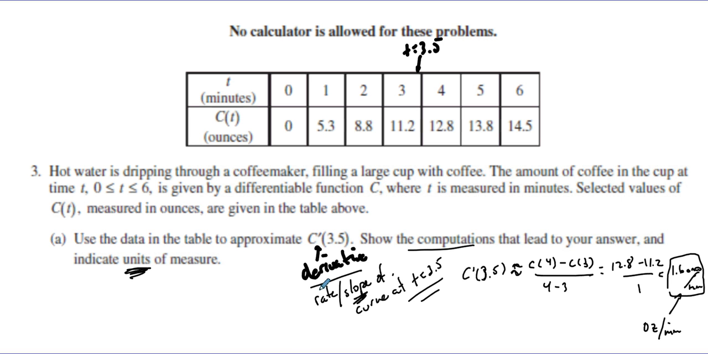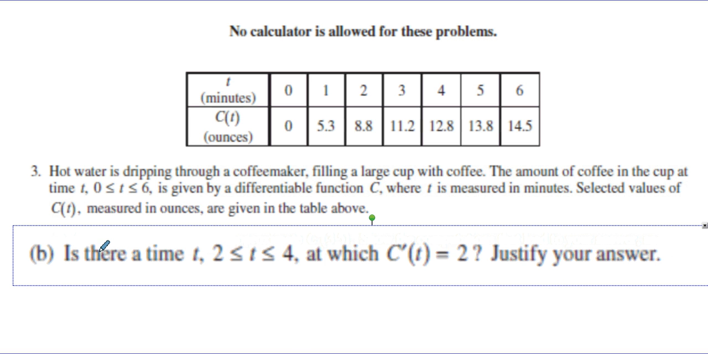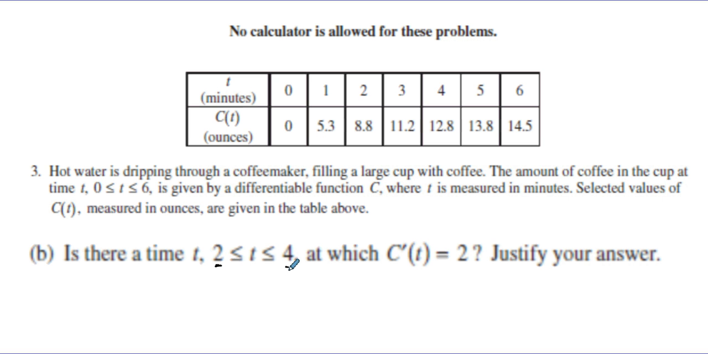All right, so continuing on, we can go down to part B. It says, is there a time t from 3 to 4 at which C prime equals 2? Justify your answer. Well, this is saying, is there going to be a slope, a rate of ounces per minute, that equals 2, because that's what C prime is from 2 to 4.